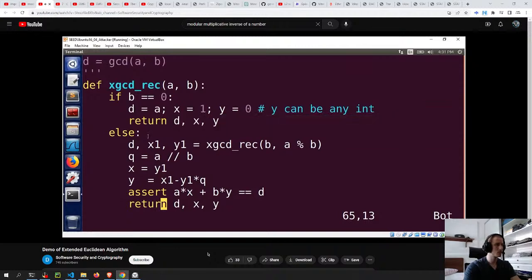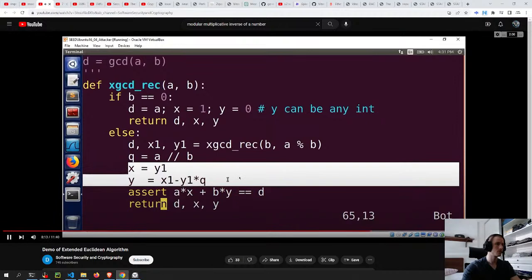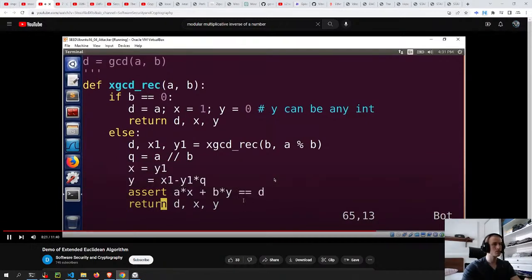Now the high-level problem is if b is not equal to 0, you compute the extended GCD algorithm for b comma a mod b. Once you solve that, you find a new x and y, exactly like the way I explained on the whiteboard. You compute the quotient, you use x to be y1 and y to be x1 minus y1 times q, and you can even have an assert statement that checks that your algorithm is correct. So this is basically it.